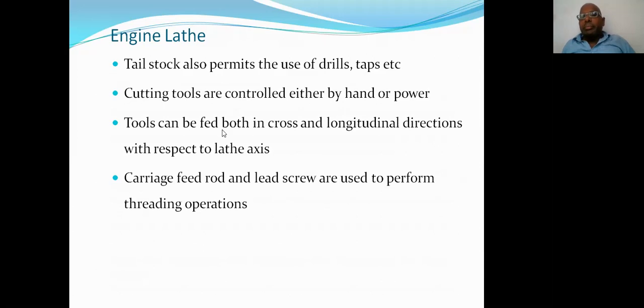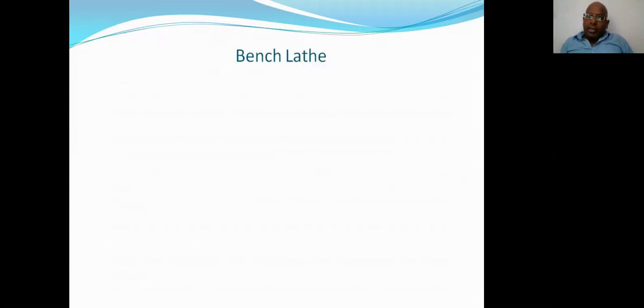So in this way, we have discussed so far the speed lathe and the engine lathe. In the next class, we may discuss the remaining types of lathe machines, that is the bench lathe and all these particular things.